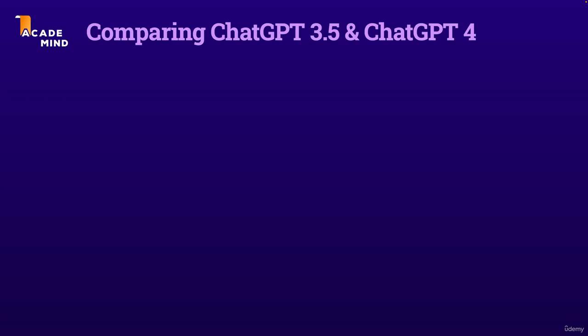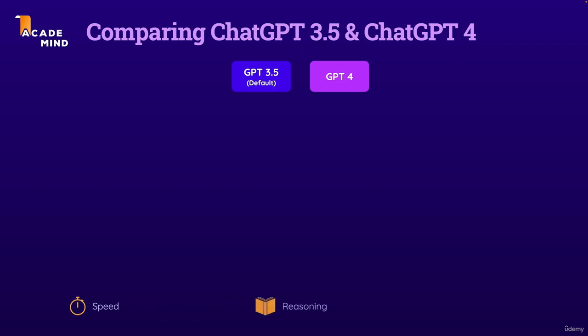When recording this course, we had the choice between two ChatGPT versions, 3.5 and 4. To be more precise, we actually had the choice between three versions: 3.5 Legacy, 3.5 Default, and 4. Legacy was already outdated when recording the course, therefore in this course we'll only compare 3.5 Default and 4. The main differences between these two models can be summarized in three categories: speed, reasoning, and conciseness.